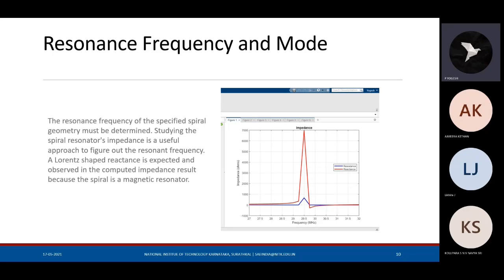The resonance frequency of the specified spiral geometry must be determined. To determine this, studying the spiral resonator impedance is a useful approach to figure out this resonant frequency. Here we can see the simulation run in MATLAB. At a particular frequency, the impedance is spiked up to 1200. This Lorentz-shaped reactance is expected and observed in the computed impedance result because the spiral is a magnetic resonator.